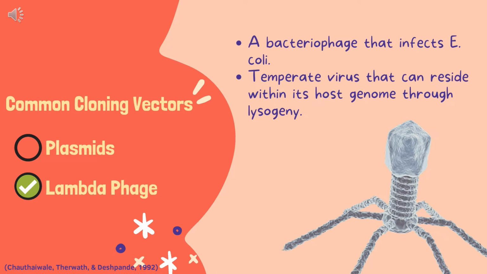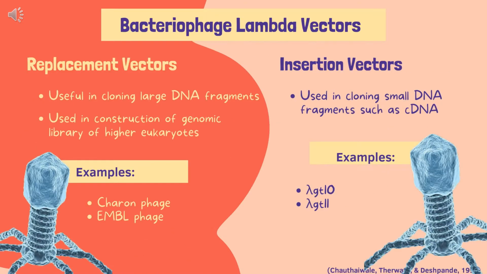The lambda phage, a bacteriophage that infects E. coli, is a temperate virus capable of residing within its host genome via lysogeny. Phage vectors are quite diverse and can be divided into two groups: replacement vectors, which are useful for cloning large DNA fragments and are utilized in the building of higher eukaryotic genomic libraries, and the insertion vector, which is employed in cloning tiny DNA fragments such as cDNA.